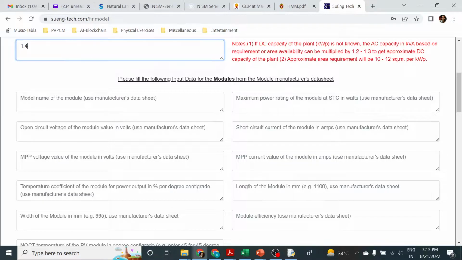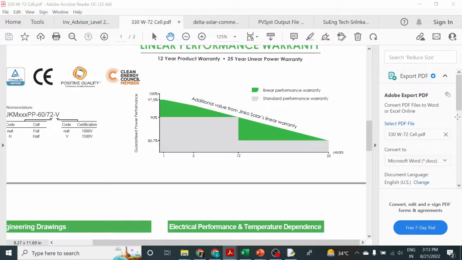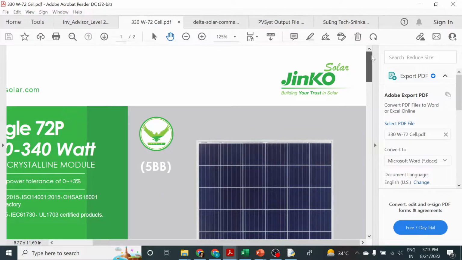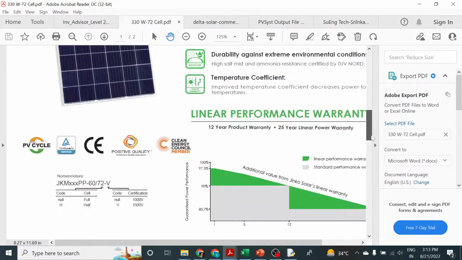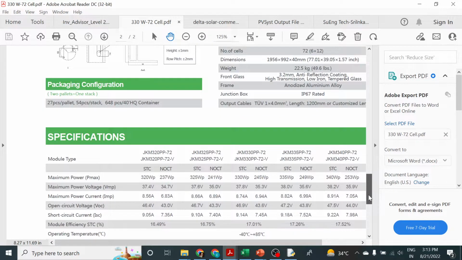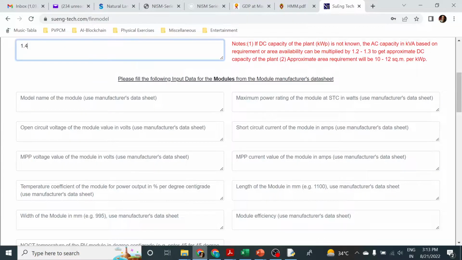Then modules. So I have chosen Jinko Solar module. You can download its data sheet from the internet. It is a 330 peak watt module. The open circuit voltage is 46.9. Short circuit current for this rating is 9.14. And so I quickly input data here.